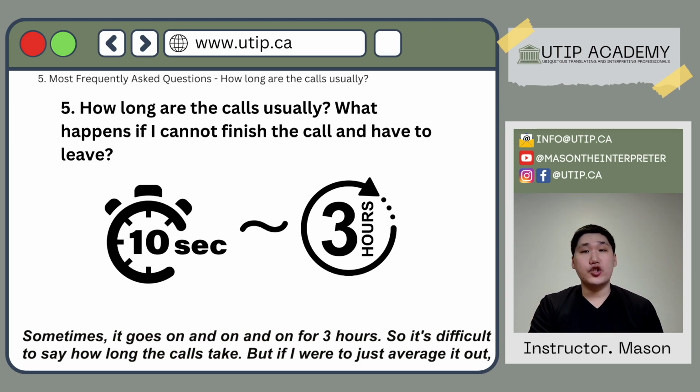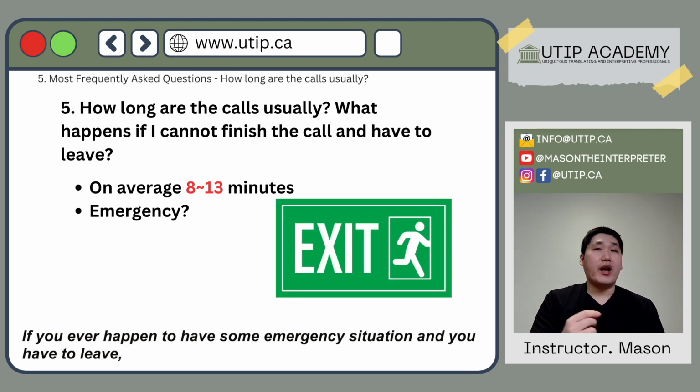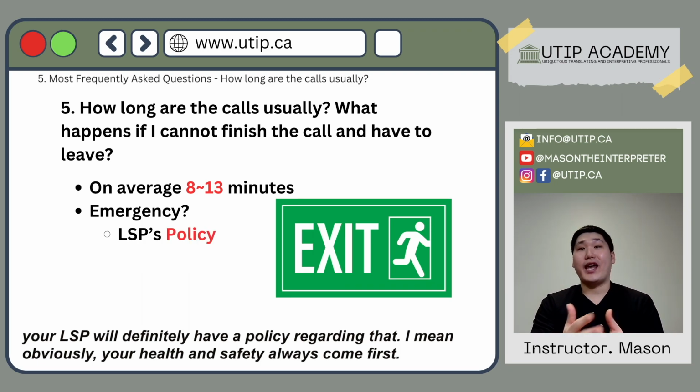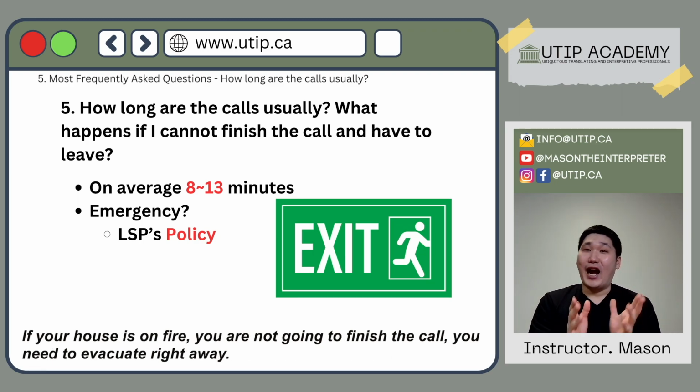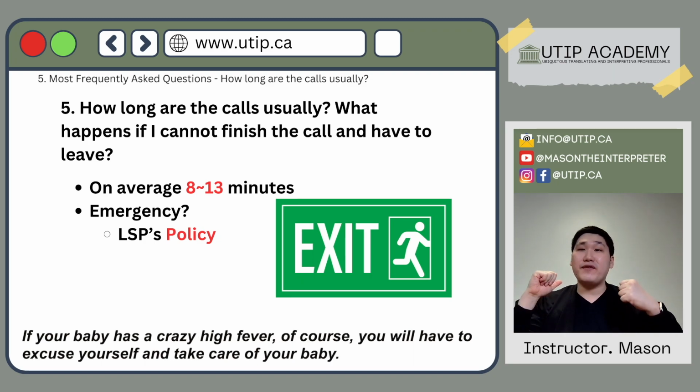But if I were to just average it out, I would say generally 8 to 13 minutes would be the most common, or I would say most ideal call length for an interpreter. If you ever happen to have some emergency situation and you have to leave, your LSP will definitely have a policy regarding that. Obviously, your health and safety always come first. If your house is on fire, you're not going to finish the call. You need to evacuate right away. If your baby has a crazy high fever, of course, you will have to excuse yourself and take care of your baby.